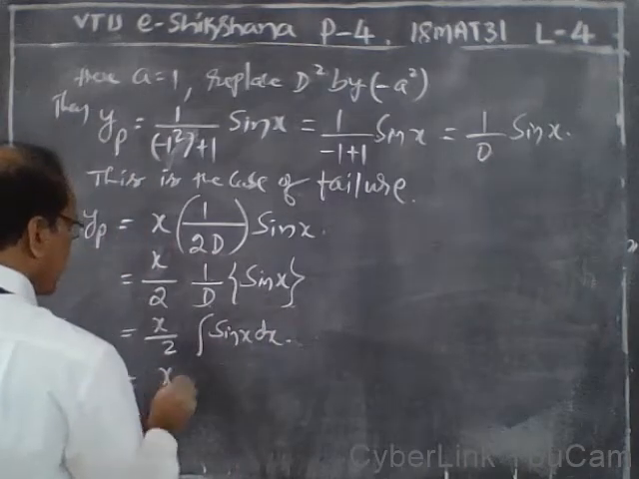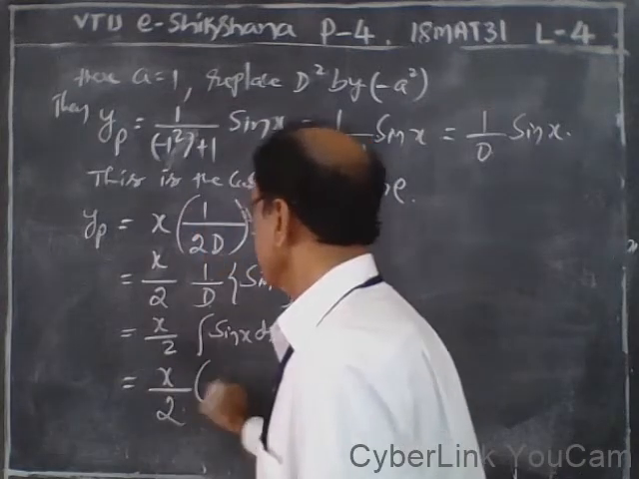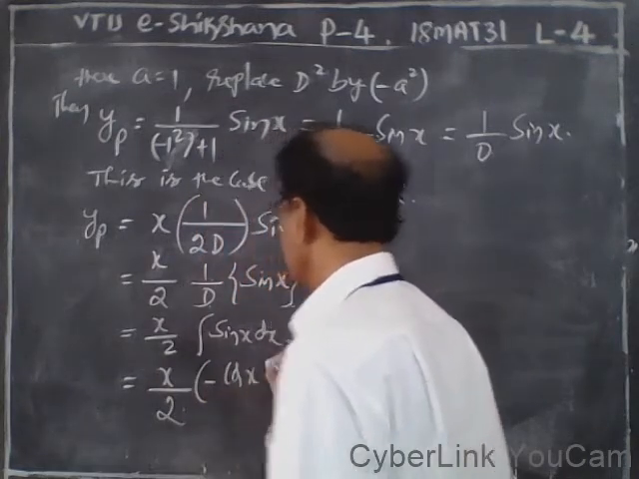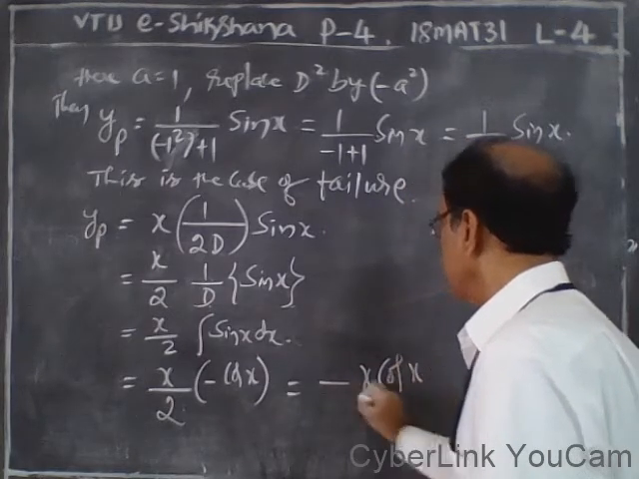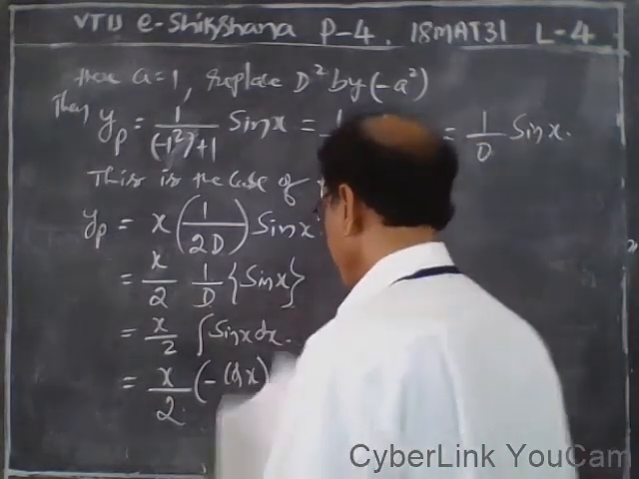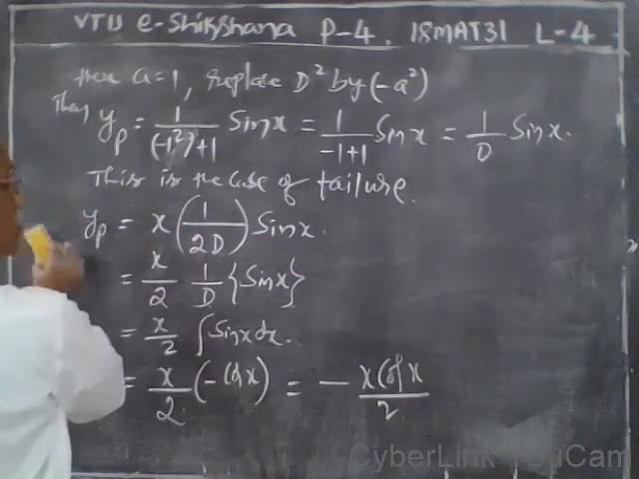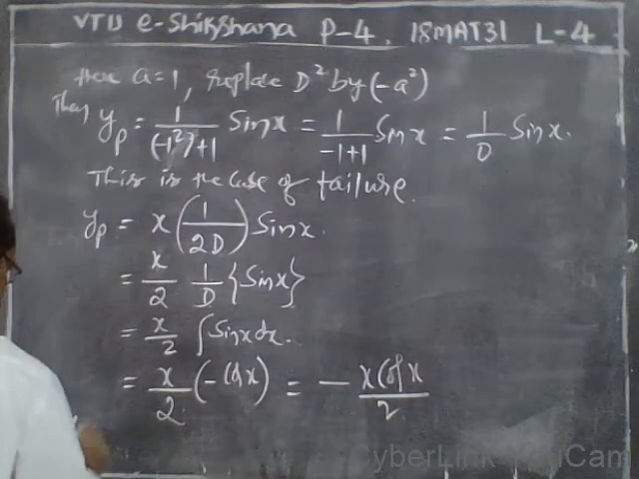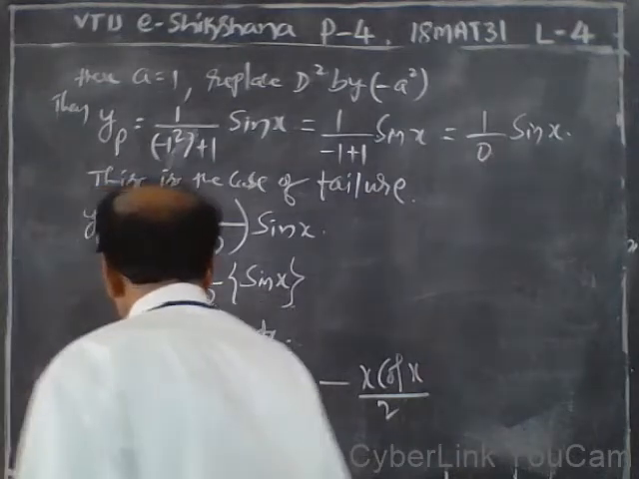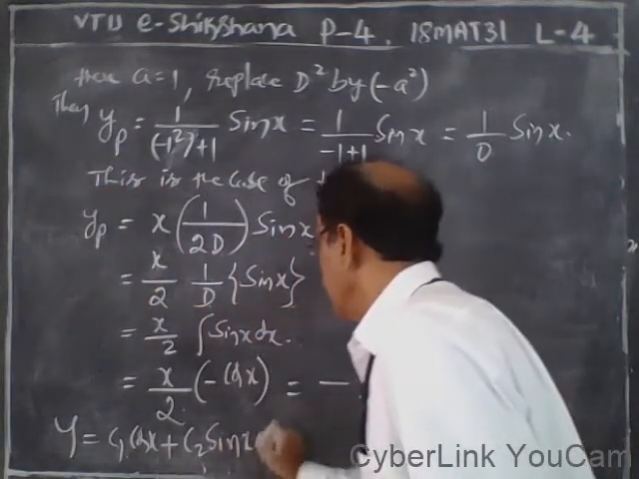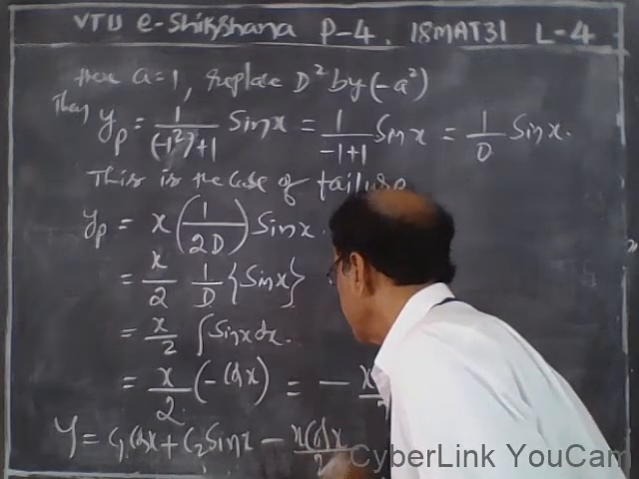That is equal to x by 2, sin x integration is minus cos x, that is equal to minus x cos x divided by 2. Then what is the final solution? y is equal to yc plus yp, general solution, c1 cos x plus c2 sin x and minus of x cos x divided by 2.